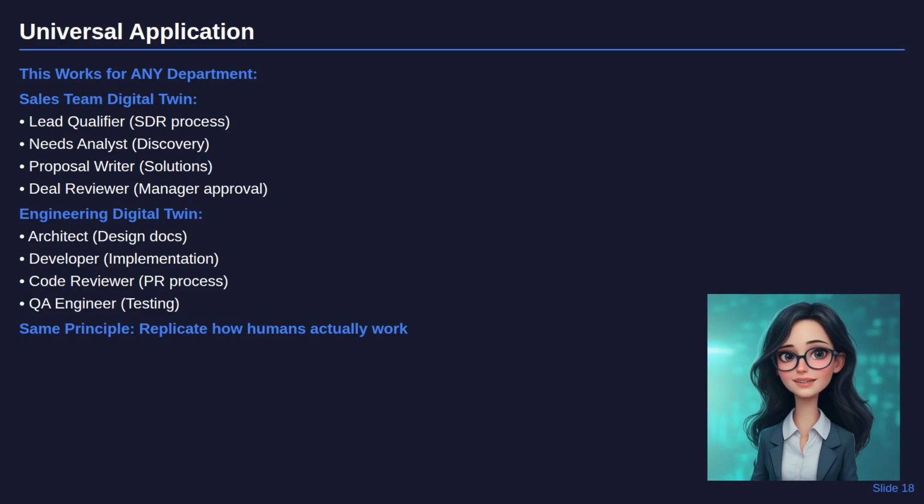A QA engineer agent for testing. Again, same principle. Include the reviews, the back and forth, the iterations that create quality. The key insight is universal. Replicate how humans actually work, including all the messy, iterative, collaborative parts we usually ignore.